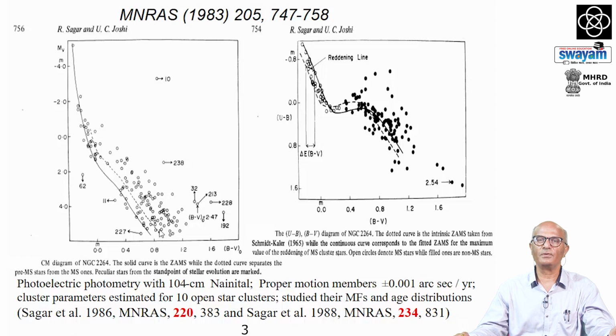And these figures I have taken from the references which are indicated here. This is the color-color diagram U minus B versus B minus V, and this is the V versus B minus V color magnitude diagram. And the zero age main sequence is taken from Schmidt-Kaler's work.